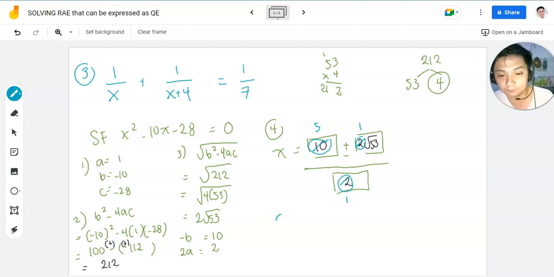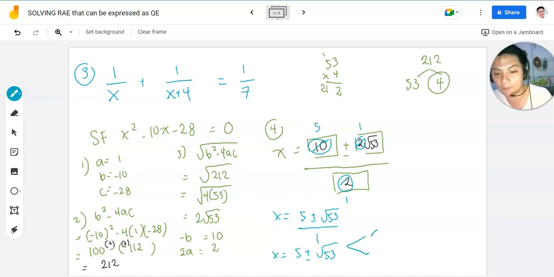So, meaning, we have 5 plus or minus. Siyempre, yung 1, no need to write it because it will now be the coefficient of square root of 53. Hindi na kailangan yun. And then, divided by 1. So, dividing by 1 will just give us the same number na dinivide natin sa 1. So, we have 5 plus or minus square root of 53. Ito na nagpapakita ng dalawang roots ng equation na to, the one that we derive. So, x sub 1 is 5 plus square root of 53. And then x sub 2 is 5 minus square root of 53.